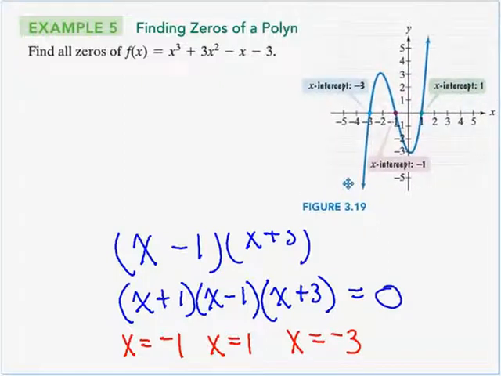And here's our graph. So we found negative 1, negative 3, and 1. Well, here's our negative 3 x-intercept, our negative 1, and our positive 1. And the graph, notice, crosses at each of those x-intercepts.